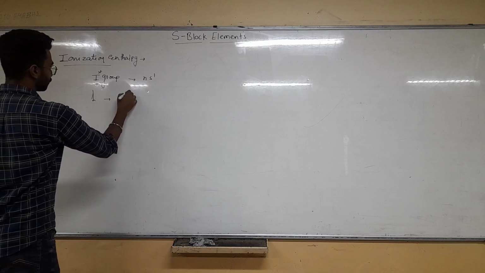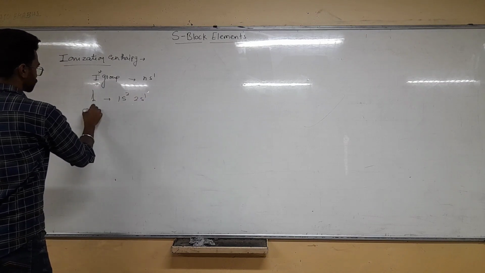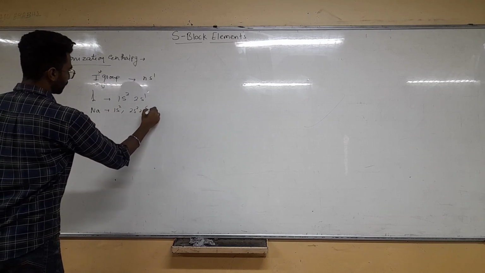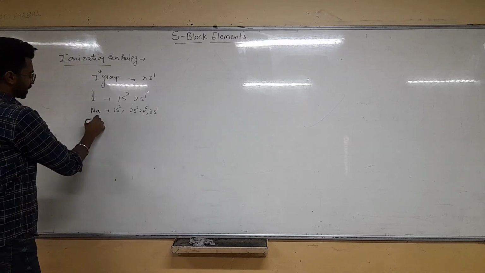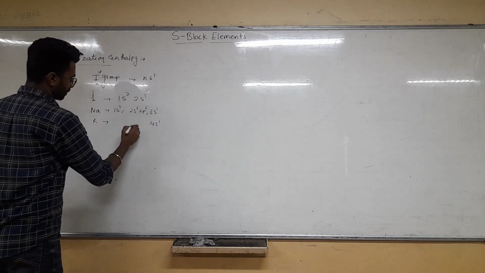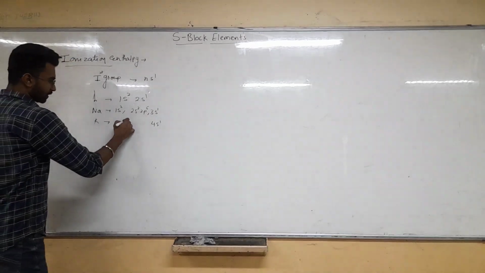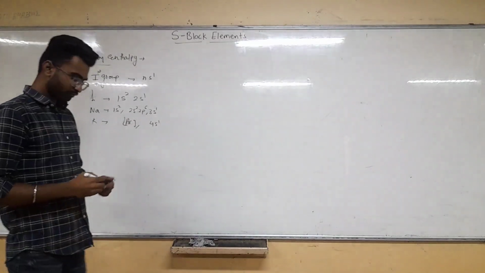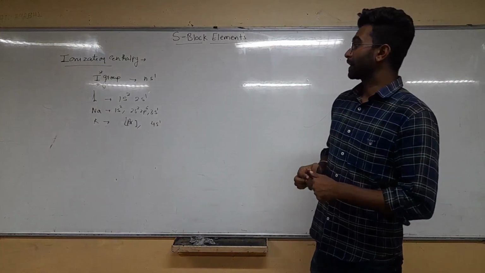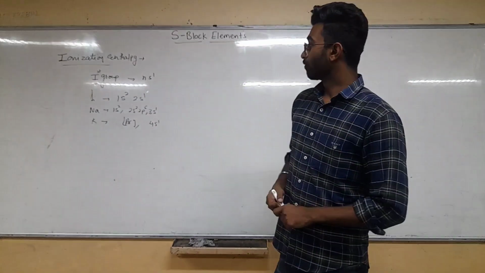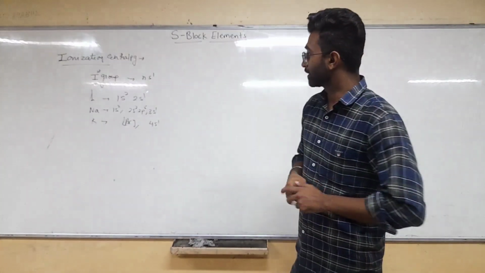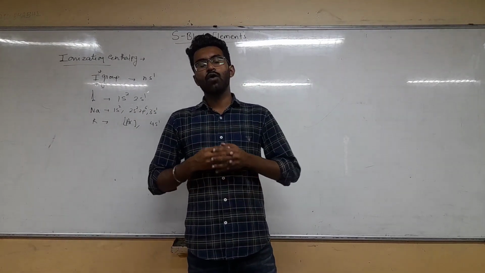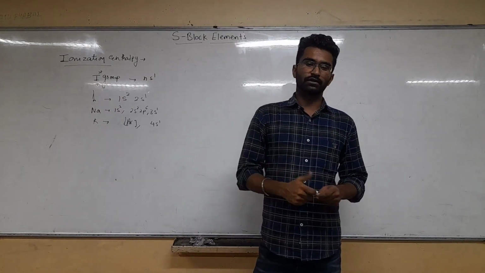Let's talk about lithium. Lithium has the electronic configuration 1s2, 2s1. Sodium has 1s2, 2s2, 2p6 and 3s1. Potassium has the noble gas configuration of argon and 4s1. To determine the ionization enthalpy trend, let's see the outermost shell configuration of these elements. Only s1. So there is only one electron in the outermost shell of the first group elements.